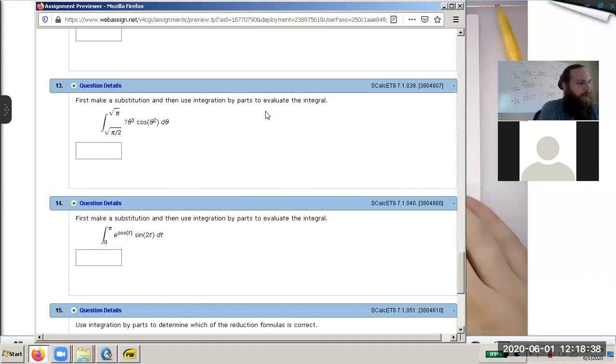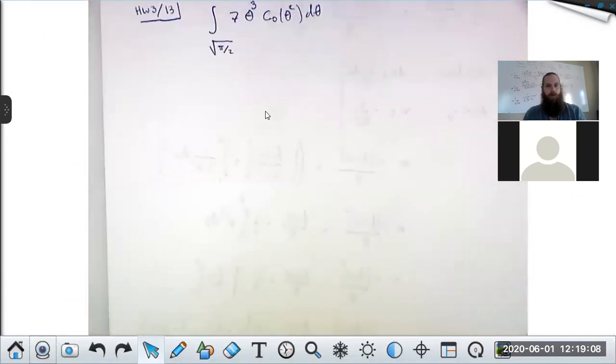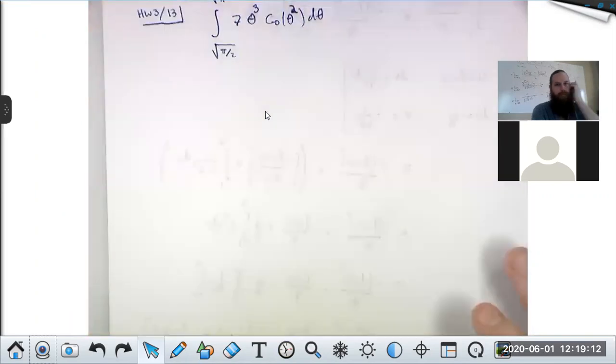So this is homework 3, number 13, and I'll just do the substitution here. We're integrating from the square root of pi over 2 to the square root of pi, and those bounds also kind of suggest a substitution. 7 theta cubed cos theta squared d theta, and I'll switch you back to the dot cam. Okay, this is a theta squared there.